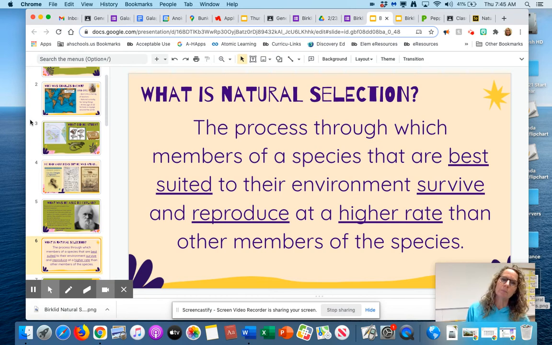And then the official definition is the process through which members of a species that are best suited to their environment survive and reproduce at a higher rate than other members. So it's basically what I just explained to you, that some organisms have traits that make them better at the competition. And because they're better at the competition, they survive long enough to reproduce. And then in the next generation, there are more of that trait. Okay? So let's look at an example.